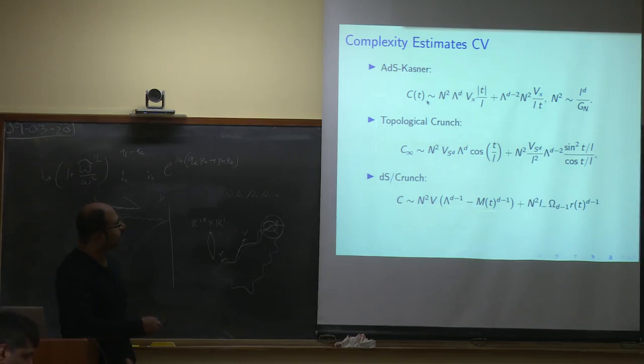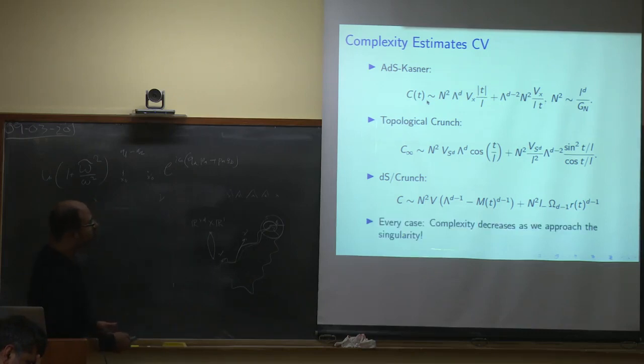Again, you don't have a time-dependent expression in this case. So all three tell you that complexity actually decreases near t equal to 0. Let me draw the Kasner case. As you approach the singularity, let me just go through every case. Complexity decreases as we approach the singularity.